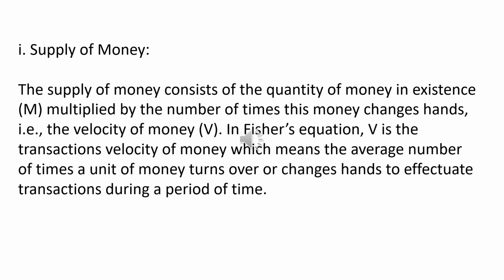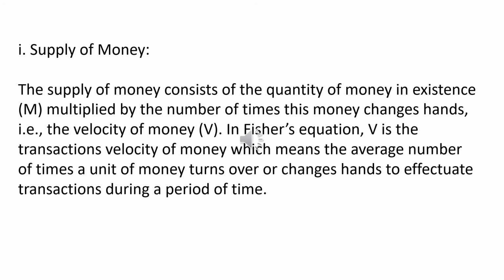Before we study the supply of money, we have to make sure of the equation MV is equal to PT. That is Fisher's equation. Fisher's equation states that MV is equal to PT. So MV means money supply, PT means money demand. Fisher already told us through the equation that money supply is equal to money demand. So MV shows the money supply and PT shows money demand.